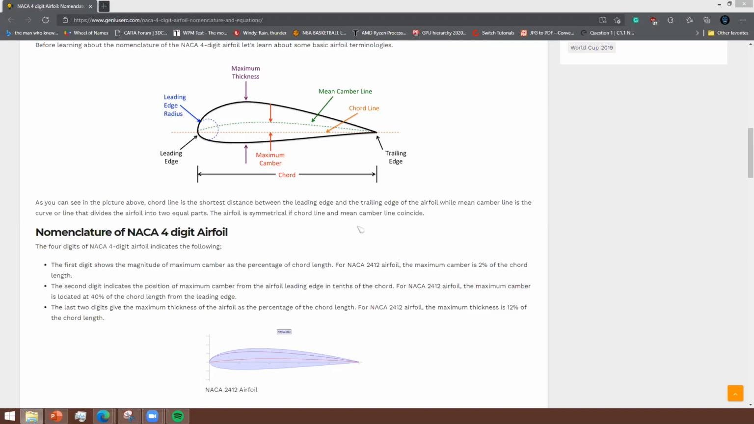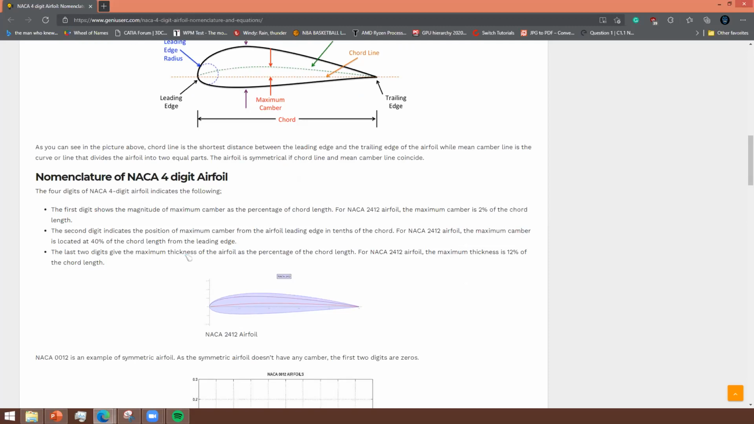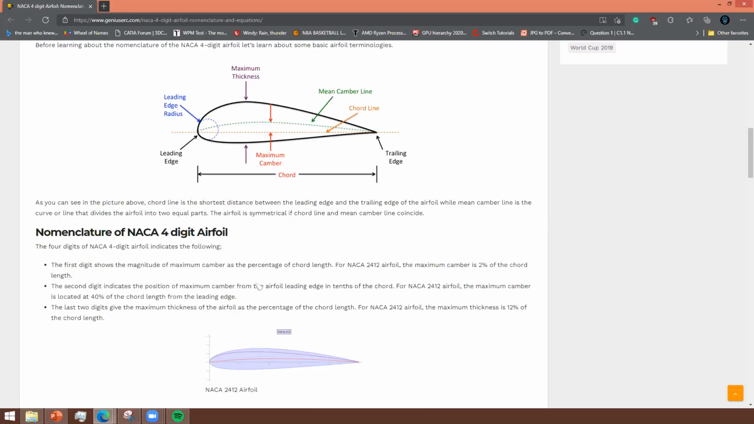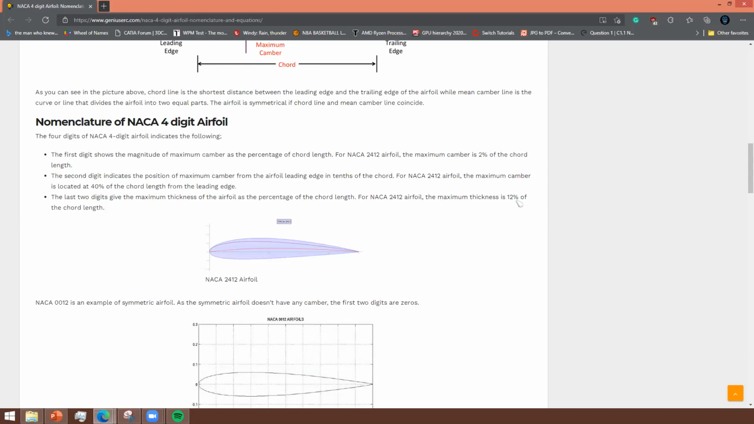Okay, so next, ewan ko kung magigets nyo din to. Second digit indicates the position of the maximum camber from the airfoil leading edge. So 2412, ibig sabihin, yung maximum camber natin is located at 40% of the chord length from the leading edge. And then the last 2 digits give the maximum thickness of the airfoil as the percentage of the chord length. So 2412, technically, it has a 12% thickness from the chord length natin.